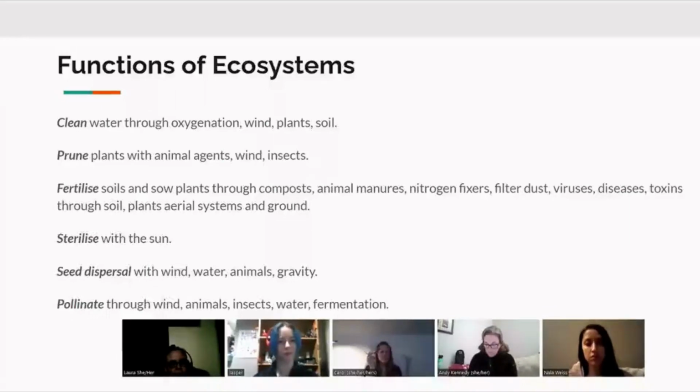Nala, I want you to read the next one. Prune plants with animal agents, winds, insects. Andy, I want you to read the next one. Fertilize soils and sow plants through composts, animal manures, nitrogen fixers, filter dust, viruses, diseases, toxins through soil, plants, aerial systems, and ground. And Carol, the next. Sterilize with the sun. And Jasper. Seed dispersal with wind, water, animals, and gravity.